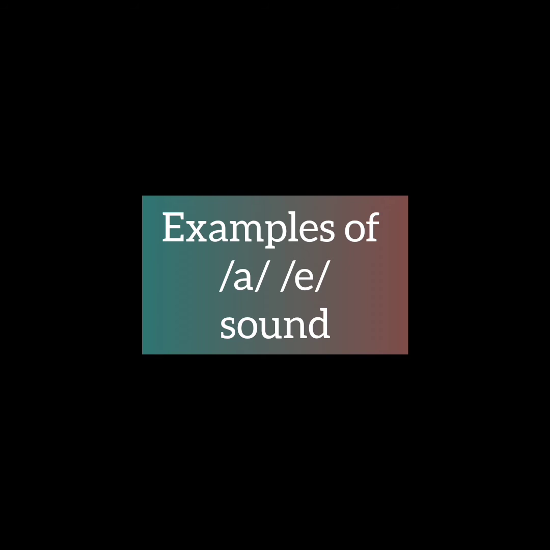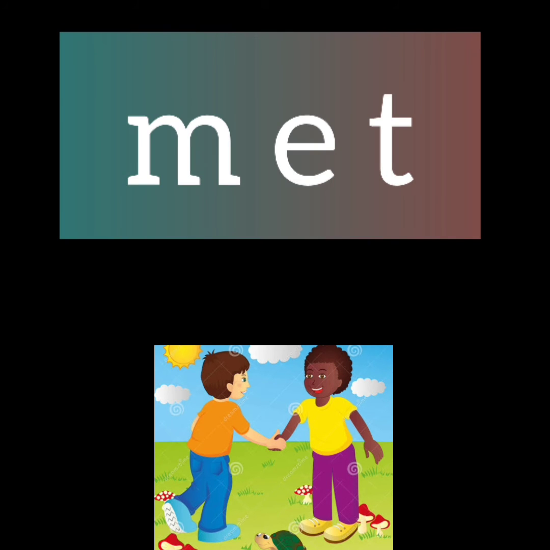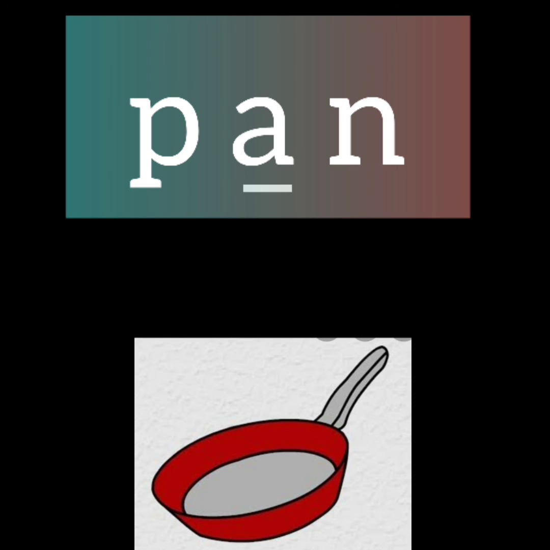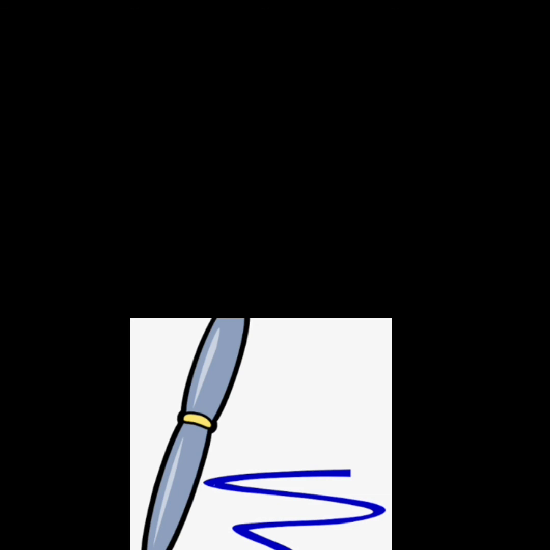So now children, we will see some examples and learn the difference. M, A, T, mat. M, E, T, met. P, A, N, pan. P, E, N, pen.